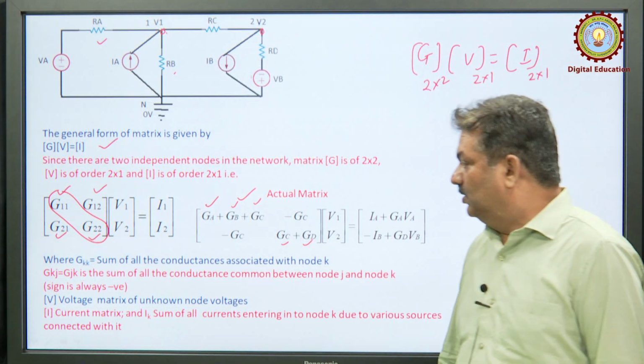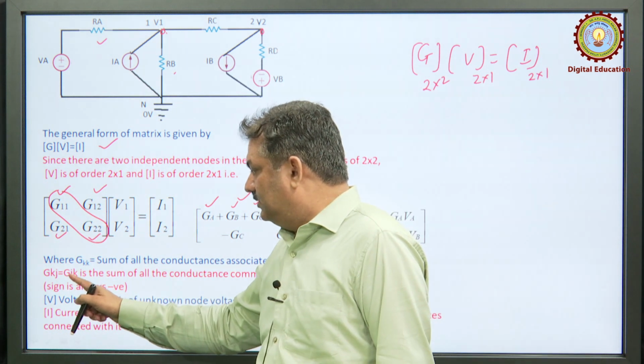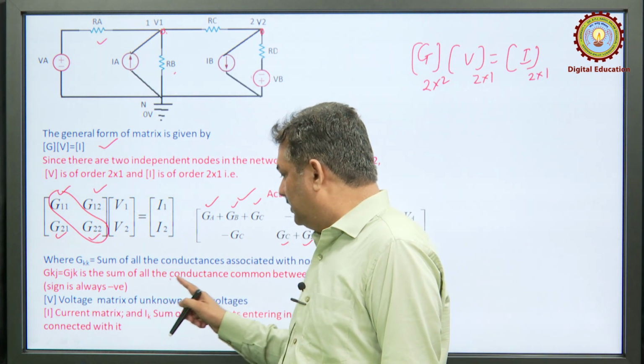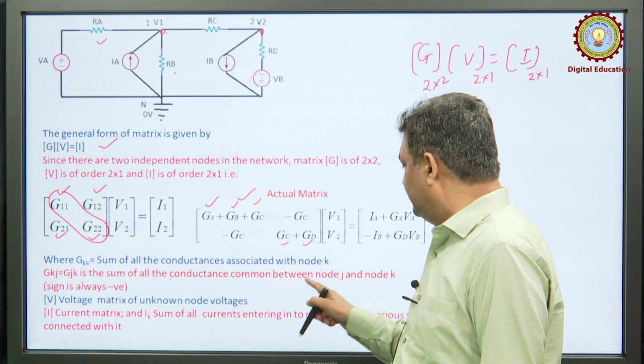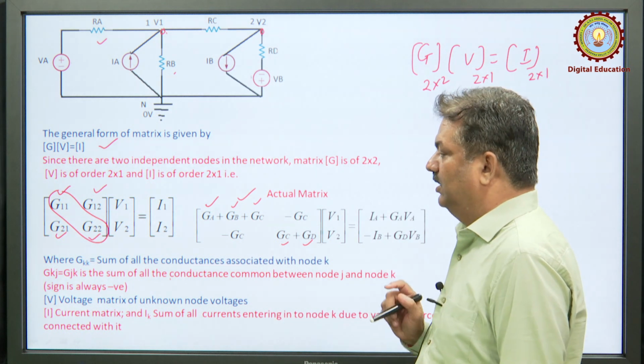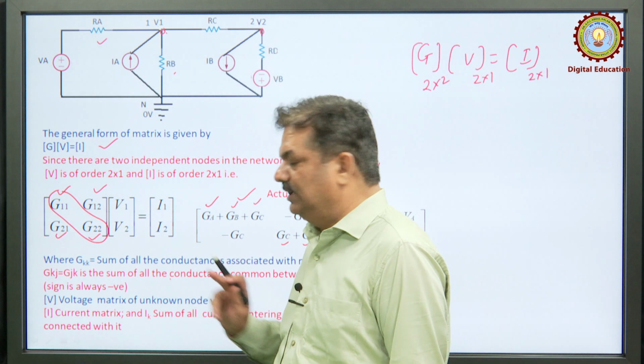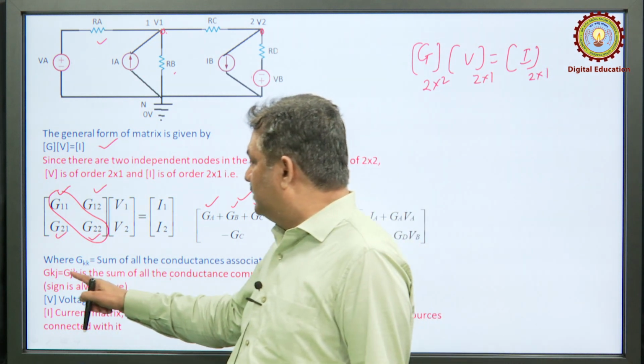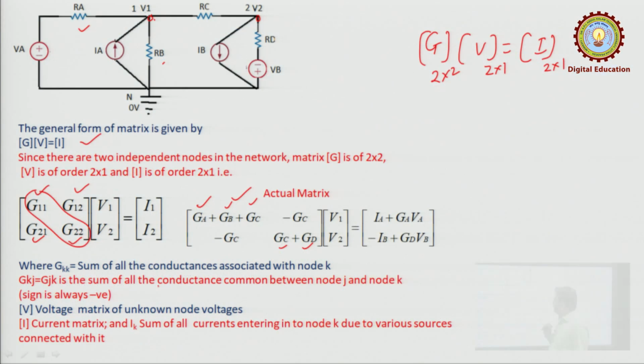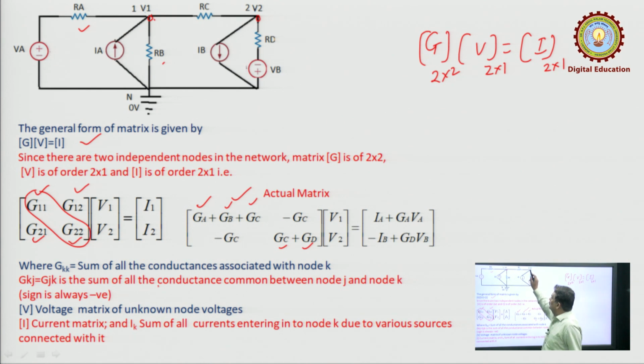Now, GKJ, GJK is the sum of all the conductances common between node J and node K. The sign is always negative. So, if we talk about G12, it is the conductance common between 1 and 2. So, 1 and 2 common is GC. Similarly, between 2 and 1 again GC is common and the sign is always negative.